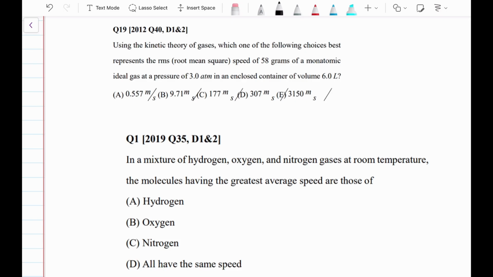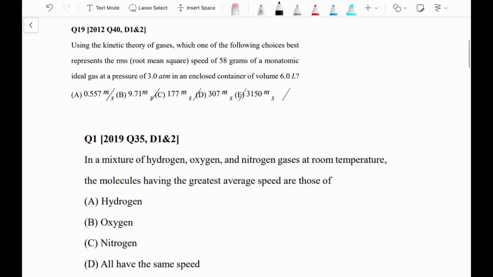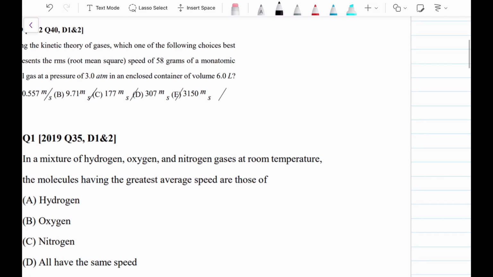To calculate the root mean square speed, I suppose we need to use the expression for kinetic energy, and as it is an ideal gas, this means that the kinetic energy is just equal to the internal energy, and using that equality, we can calculate the velocity. The internal energy of a monatomic ideal gas is 3/2 PV, and that is equal to 1/2 mv squared for its kinetic energy. So in this case, what we can do is rearrange for v first of all.